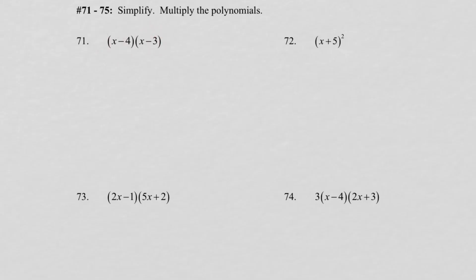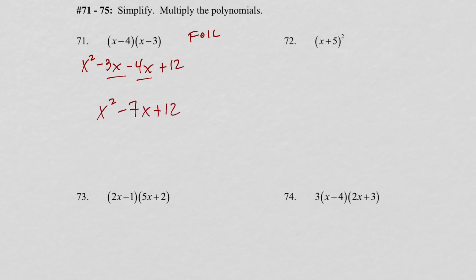We're going to FOIL this. Our first is x times x. This outer is negative 3 times x. The inner is negative 4 times x. And the last is negative 4 times negative 3. These combine, and you get that.